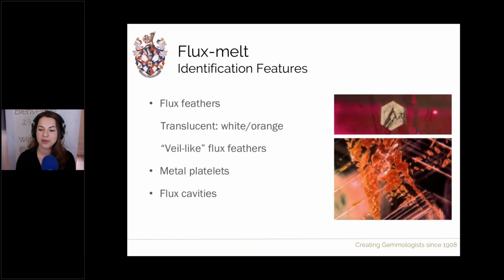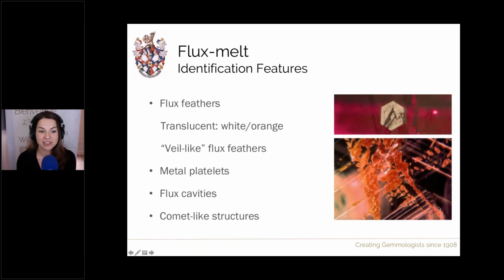Another feature would be your flux cavities. So these are larger areas within the stone that are filled with flux. This photograph shows orangey flux within these cavities here. And finally, comet-like structures can also be seen in these synthetics, which you can see running along here.